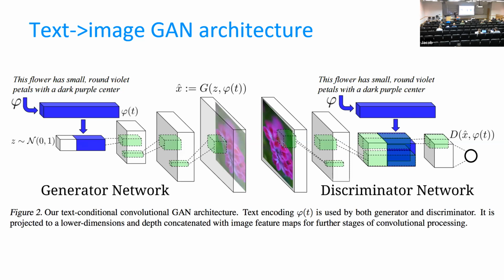As a reminder, this is like a normal GAN architecture. We have a generator on the left side and a discriminator on the right. Our generator takes as input a Z vector sampled from a standard normal distribution, as well as an embedding of a text prompt. Then our discriminator takes as input an image as usual, and it also takes as input the embedding of a text prompt.